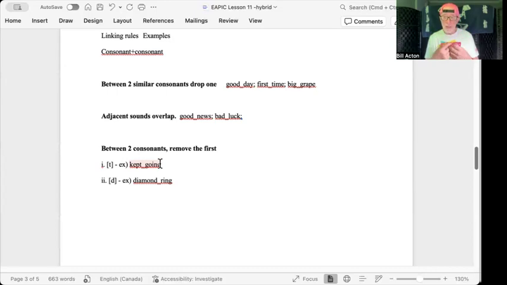makes the ear of the listener think that the consonant is still there, at least as strong. That's a nice example though. A diamond ring, diamond ring. Tricky one, right? Diamond ring, diamond ring. Really have to concentrate on that one because it has two syllables there.